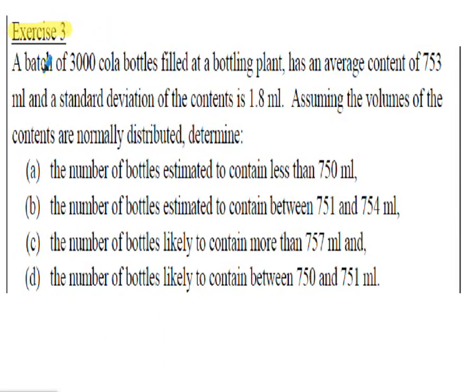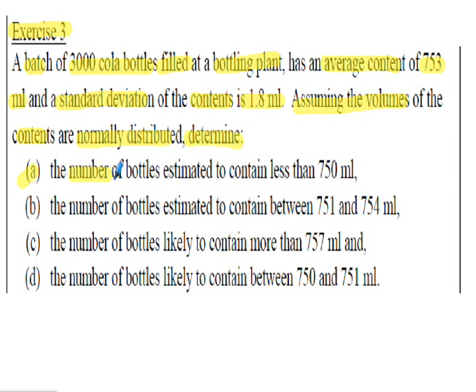Exercise 3. A batch of 3,000 cola bottles is filled in a bottling plant and has an average content of 753 milliliters, and a standard deviation of the contents is 1.8 milliliters. Assuming that the volumes of the contents are normally distributed, we've got to find the following.